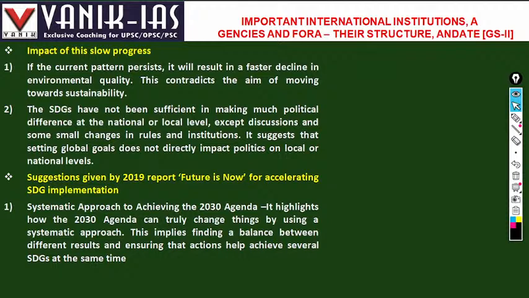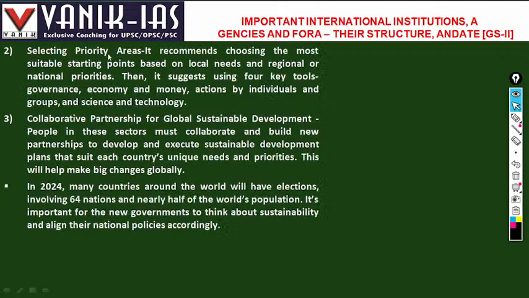Suggestions given by the 2019 report are now for accelerating SDG implementation. A systematic approach to achieve the 2030 agenda. It highlights how the 2030 agenda can truly change things by using a systematic approach. This implies finding a balance between different results and ensuring that actions help achieve several SDGs at the same time. Selecting priority areas, it recommends choosing the most suitable starting points based on local needs and regional or national priorities. Then it suggests using 4 key tools: governance, economy and money, action by individuals and groups, and science and technology to be used for achieving this.